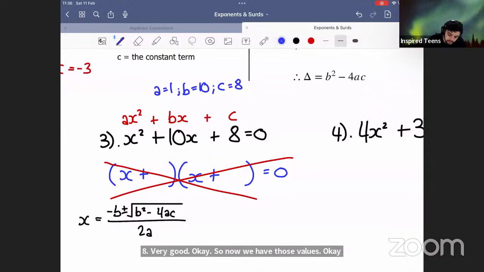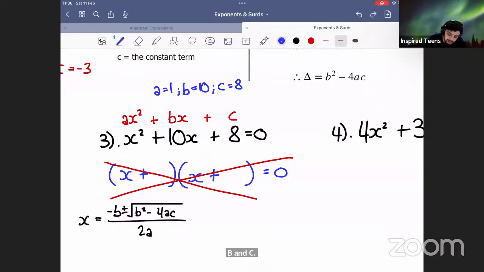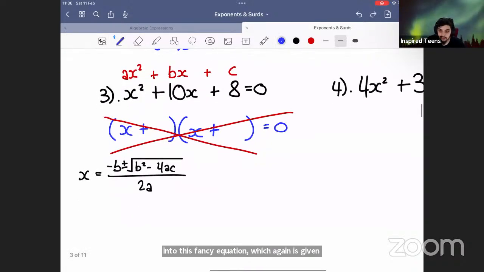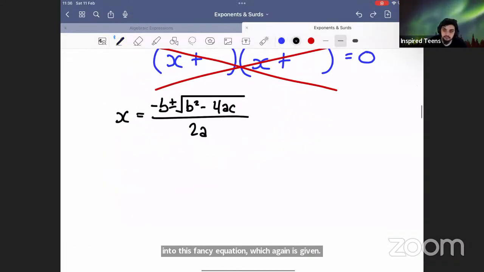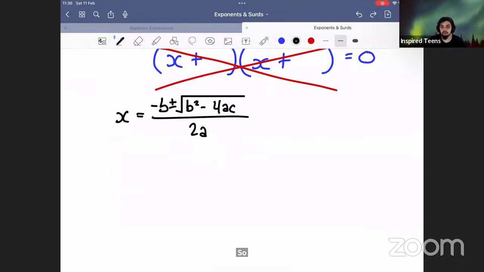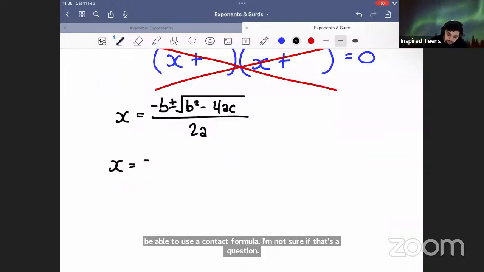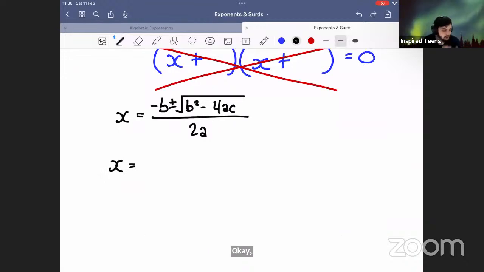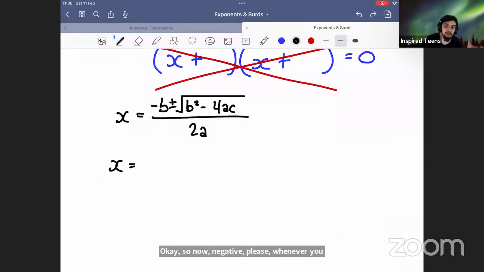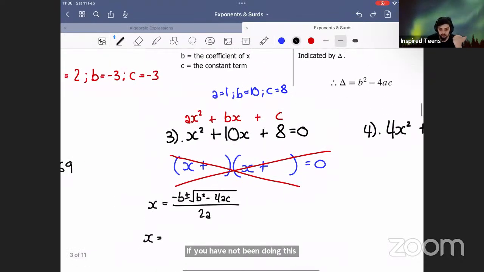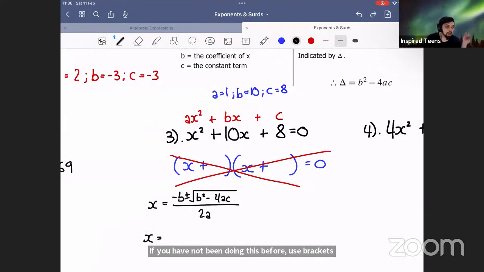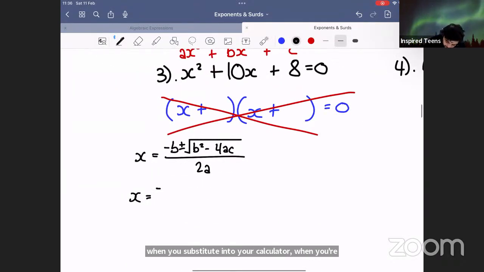Now, all we have to do is take a, b, and c and sub it into this fancy equation, which again is given. So all you're doing is subbing it in. Whenever you are substituting in maths from today onwards, if you have not been doing this before, use brackets. When you substitute into your calculator, you need to use brackets. So negative is already there.